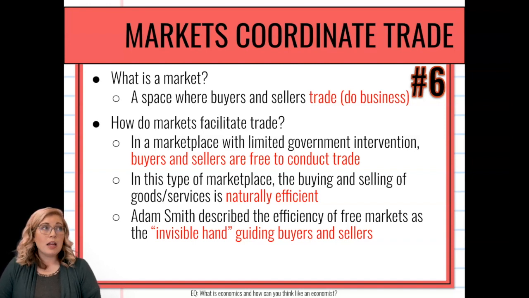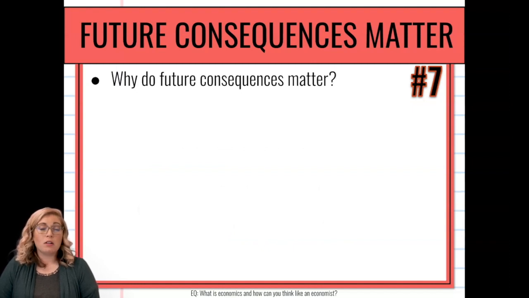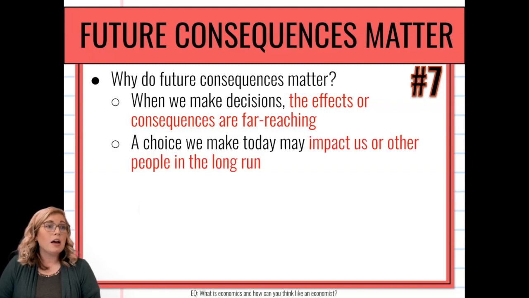Last but not least, we have future consequences matter. The future matters. So why do future consequences matter? When we make decisions, the effects or consequences are far-reaching. A choice that we make today is going to impact, or it may impact, us or other people in the long run. So you really have to be conscious of the choices that you're making, and again, think about what's going to happen in the future.